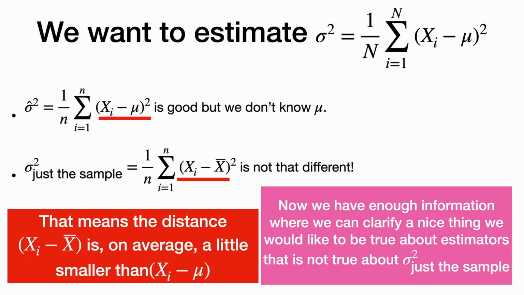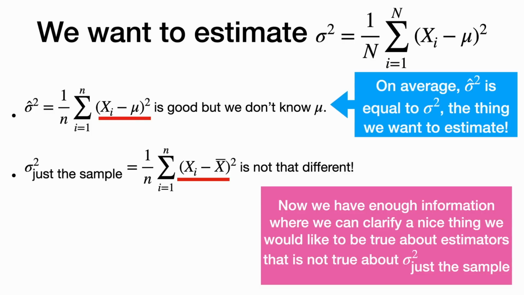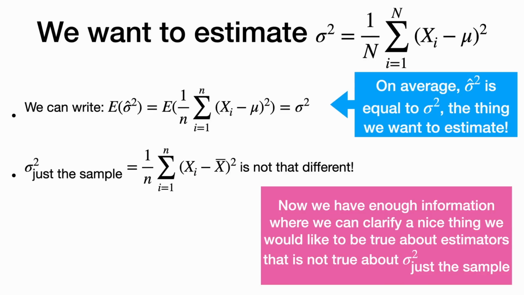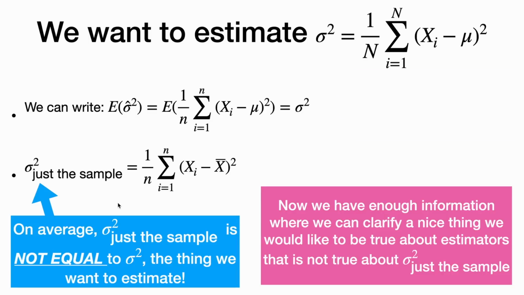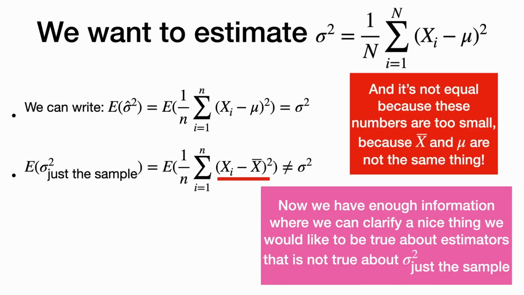And now we have enough information where we can clarify a nice thing we would like to be true about estimators that is not true about sigma squared from just the sample. On average, sigma hat squared is equal to sigma squared, the thing we want to estimate. We could write that the expected value of sigma hat squared is equal to sigma squared. And we could prove this algebraically. However, on average, sigma squared, just the sample, is not equal to sigma squared, the thing we want to estimate. And it's because these things are too small, because x bar and mu are not really the same thing. So the expected value of sigma squared just the sample is not sigma squared.